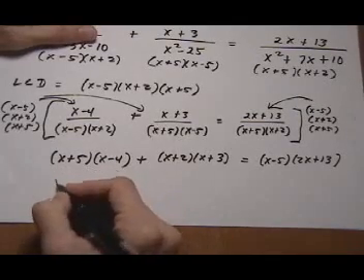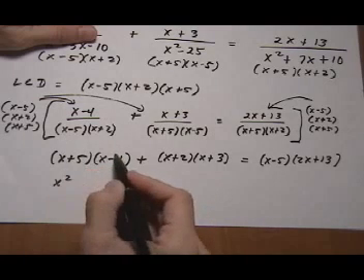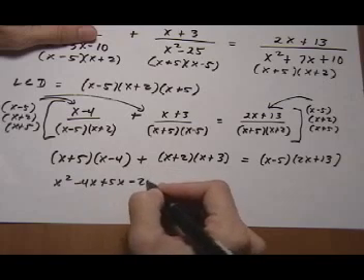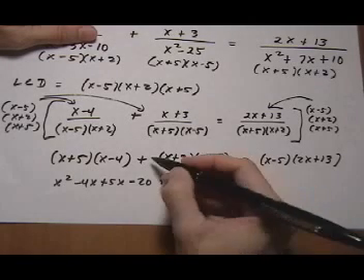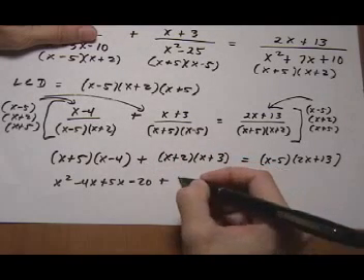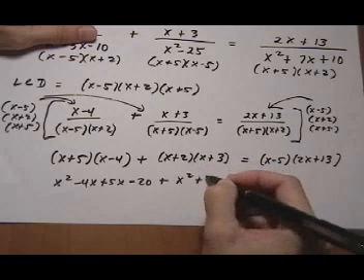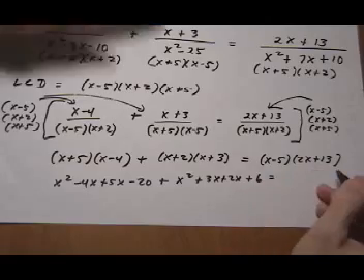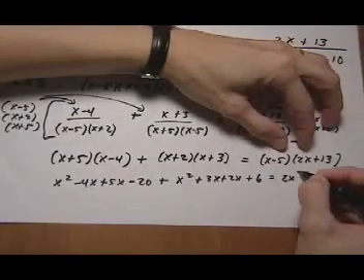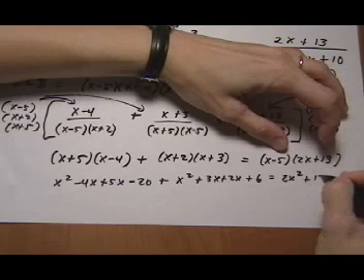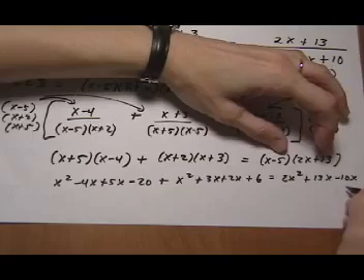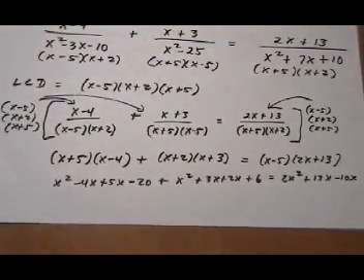So first distributing, we get x squared minus 4x plus 5x minus 20 plus, bringing down that plus sign, x squared plus 3x plus 2x plus 6 equals 2x squared plus 13x minus 10x, then minus 13 times 5, which is 65.